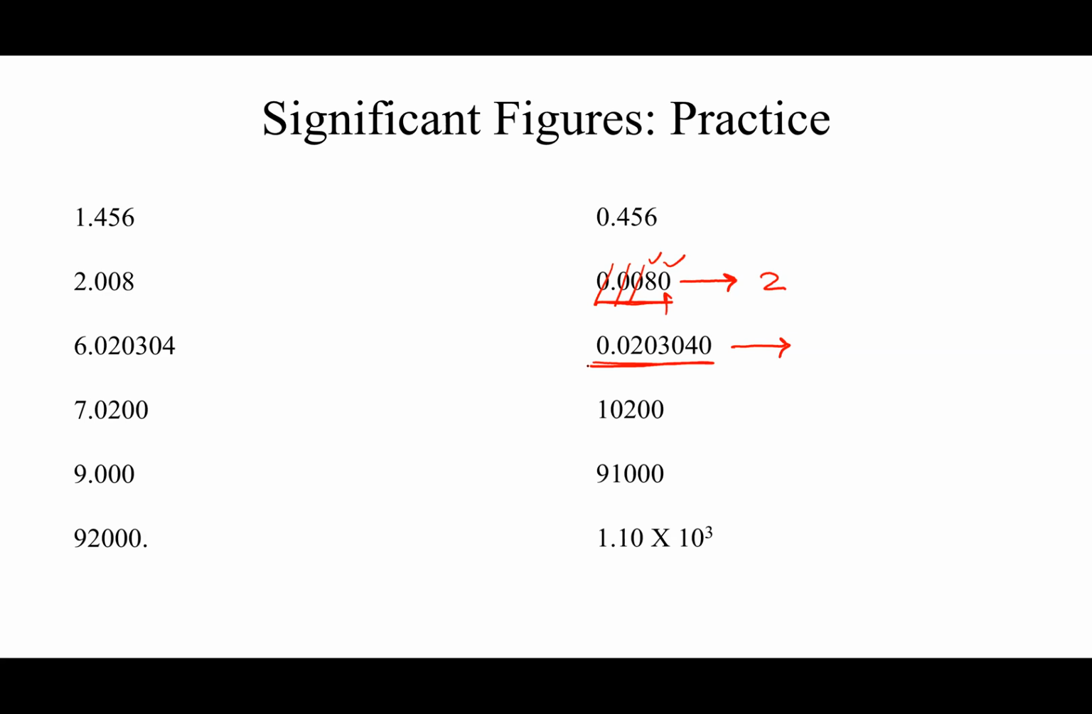Rule number 1 says all the zeros before your first non-zero are not significant. It means this zero is not going to be a significant figure, and this is not going to be a significant figure. Now, rule number 1 does not say anything about other zeros. It means every other digit you see in this number is significant. There are a total of 6 digits, so there are 6 significant figures. Simple and easy.